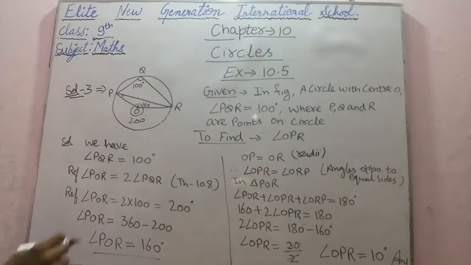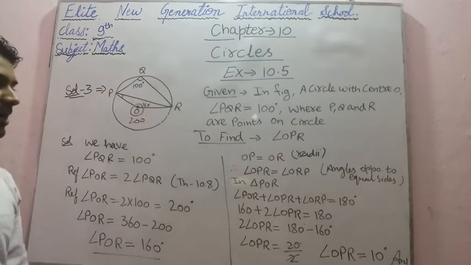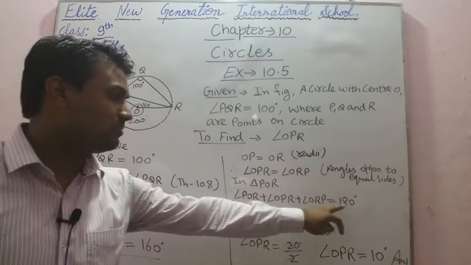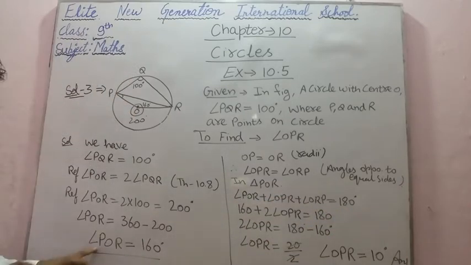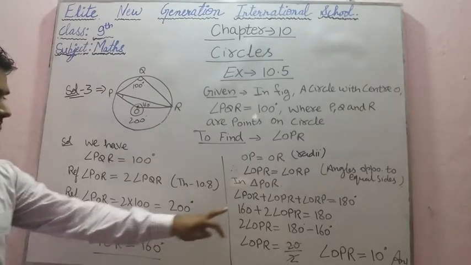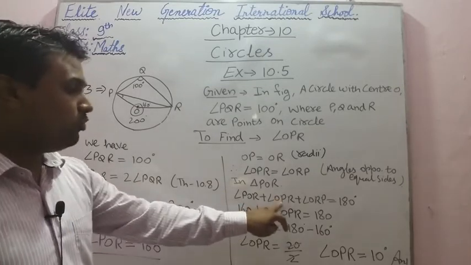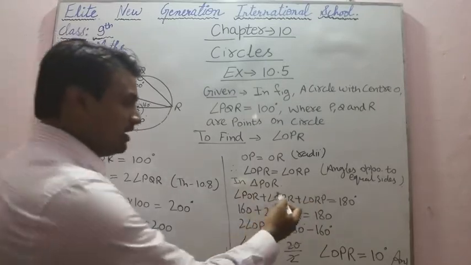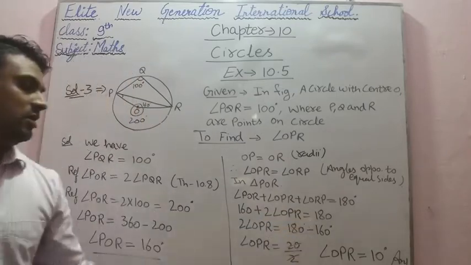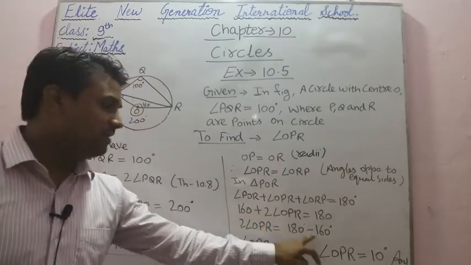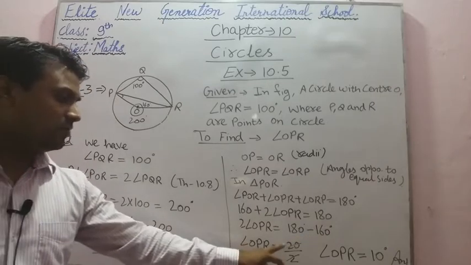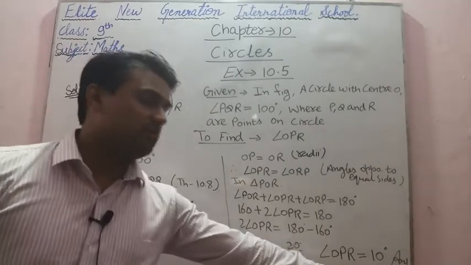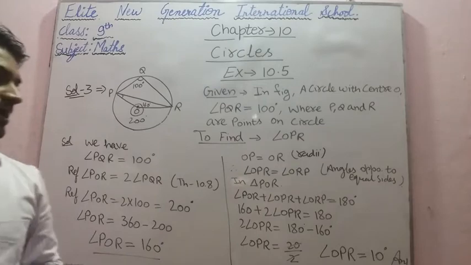Now in triangle POR, by applying the angle sum property we can say that angle POR plus angle OPR plus angle ORP equals 180. As we know the value of POR is 160, here we will write 160, and OPR and ORP are equal, so in place of this we can write twice angle OPR, equal to 180. Now twice angle OPR will be equal to 180 minus 160. So 180 minus 160 will be 20. So 20 upon 2, angle OPR will be equal to 10 degree. So the answer will be 10 degree.